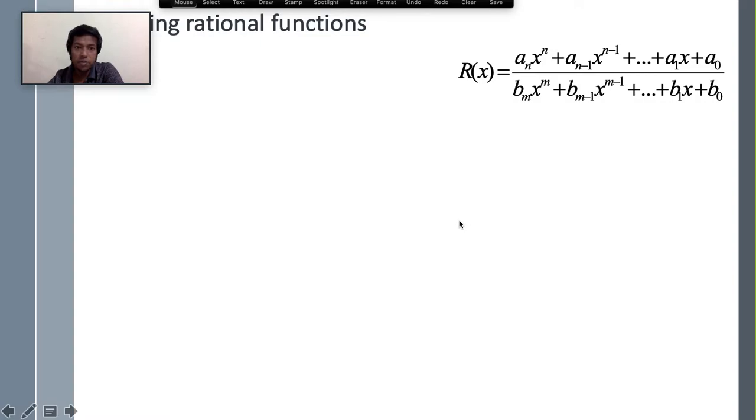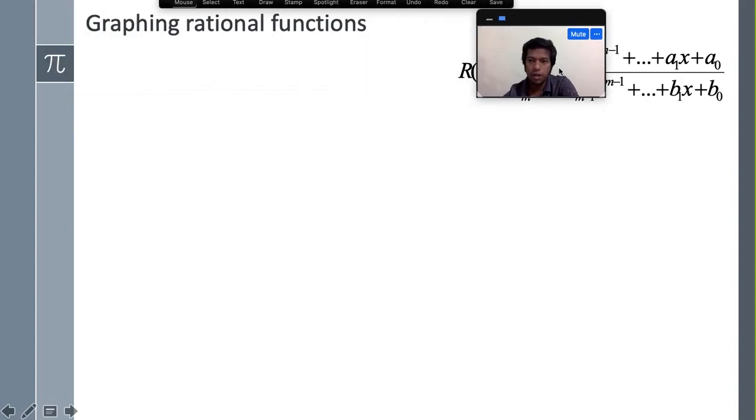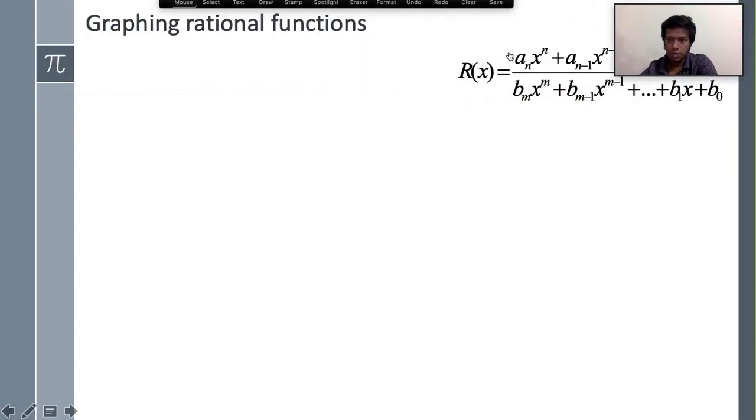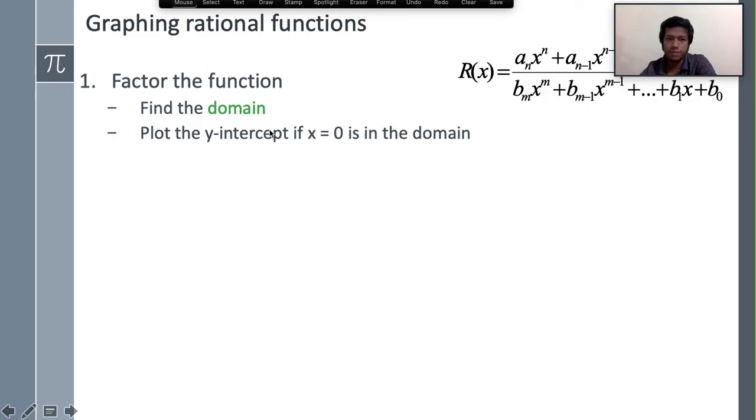Now let's review all the things that you have learned about how to draw the rational function graph. First of all, from the rational function, we can find out the domain. From where do we find out the domain? We find it from the denominator. Plot the y-intercept if x equals 0. So we can find out the y-intercept by putting x equals 0, because at every y-intercept, x equals 0, that is the reason.